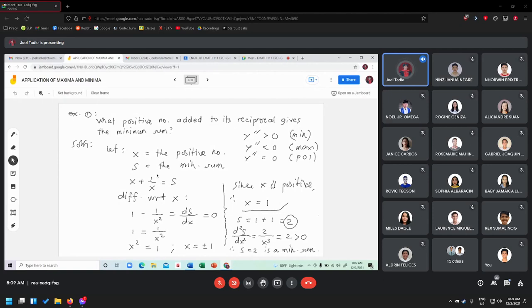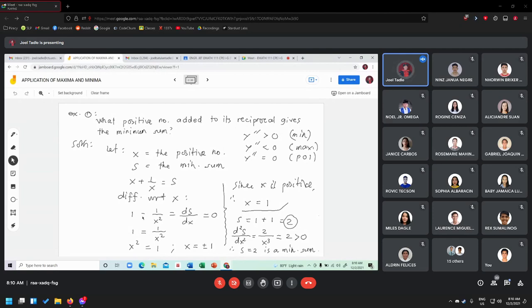Negative 1 minus 1, Aldrin, right? Yes, sir. Negative 1 minus 1, so negative 2. So we return it to the denominator part. So negative 1 over x squared. Then, the derivative of s with respect to x, that is ds over dx. Then, equate to 0.